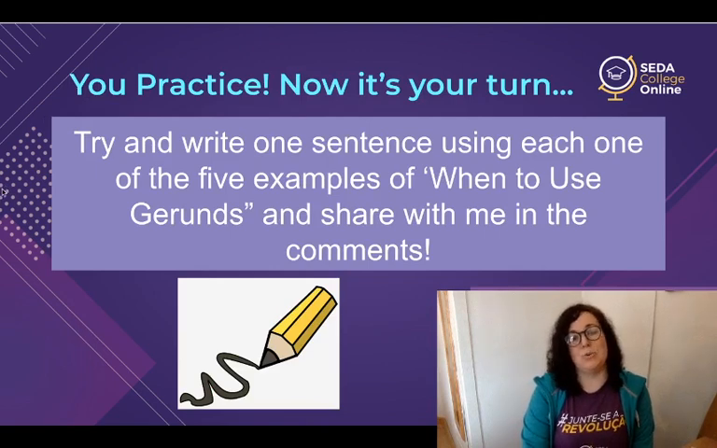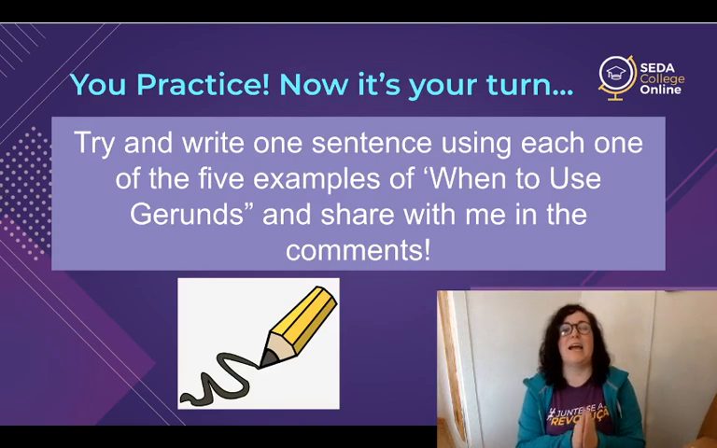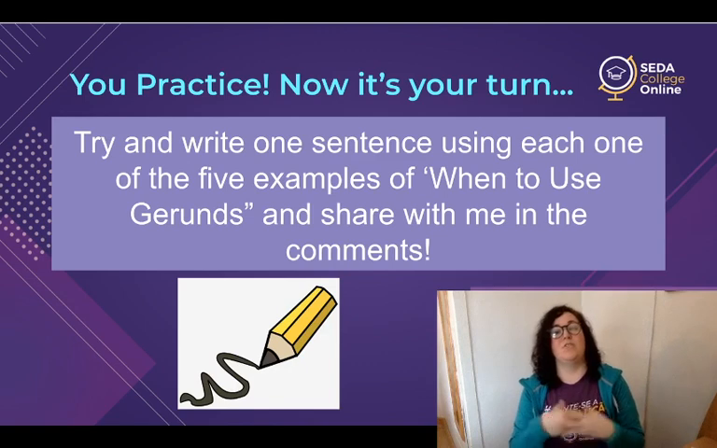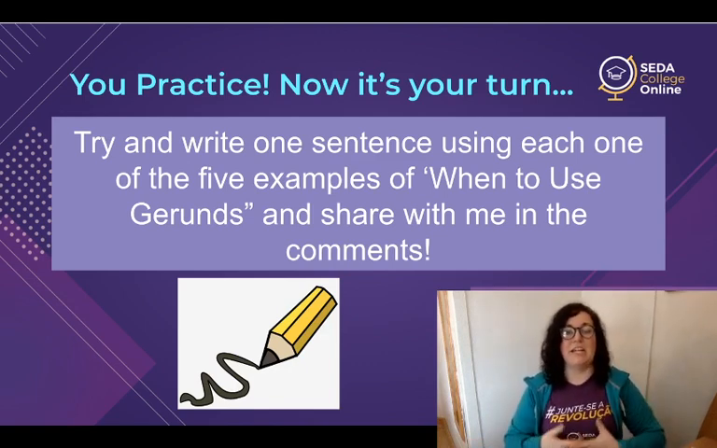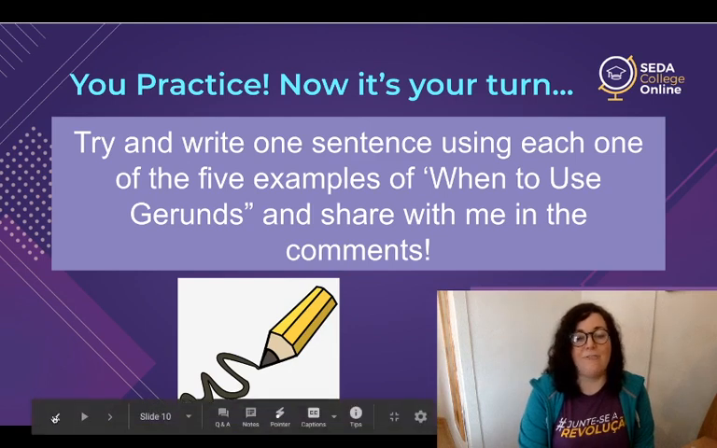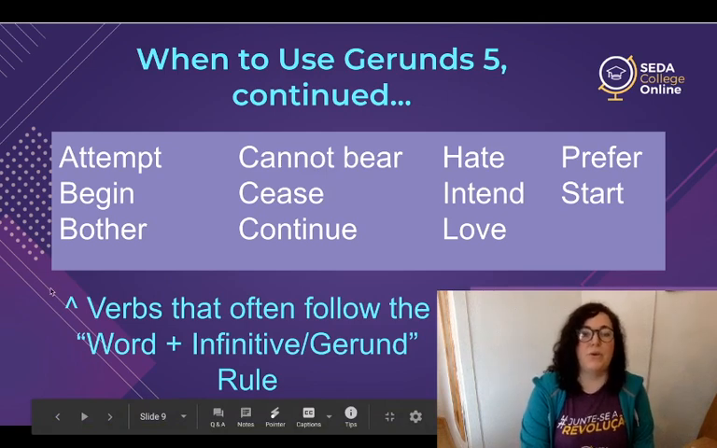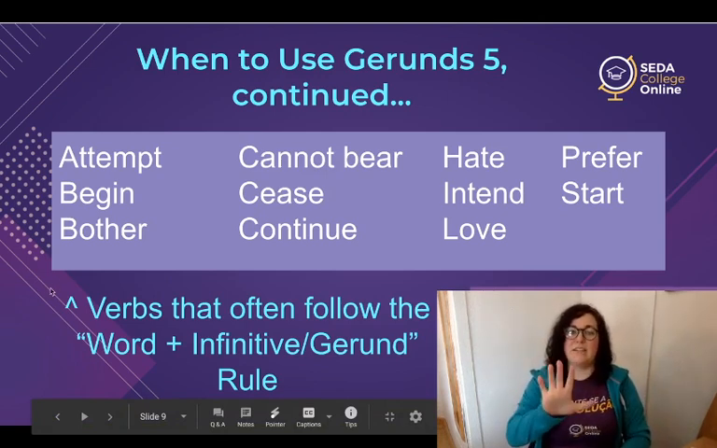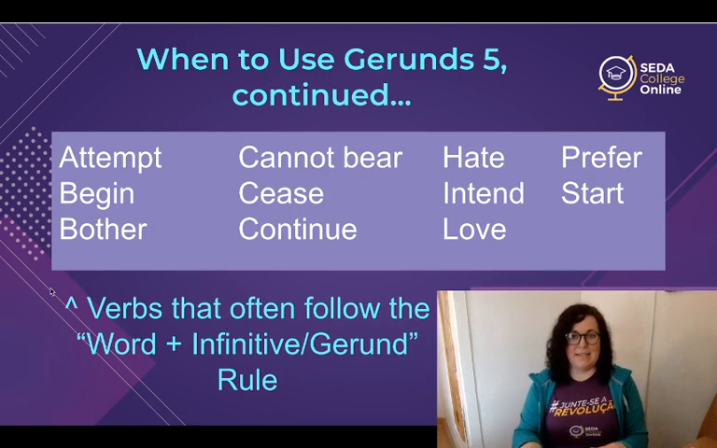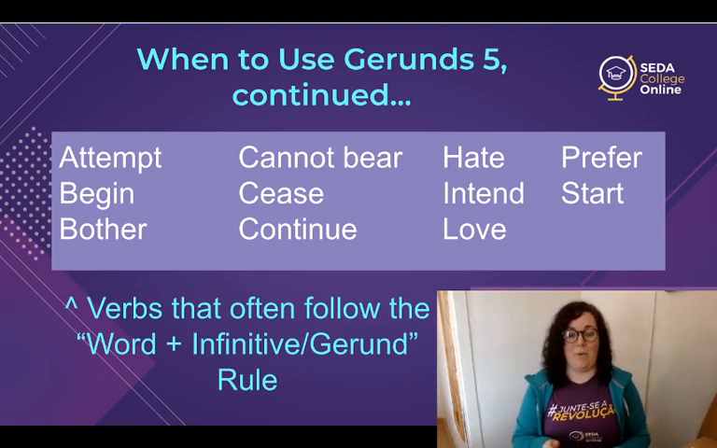So, as usual, I would like you to practice now. It's your turn. This is our last exercise. I want you to try to write one sentence using each one of the 5 examples of when to use gerunds, okay? And share with me in the comments. So I'm going to give you 2 minutes, and if you can't get all 5 different examples, that's okay. Just try your best. I'll leave this up here for you. 1 from each of the 5 examples. If possible, do your best, and then when I say time is up, then you can just share your comment, however many you have, okay?